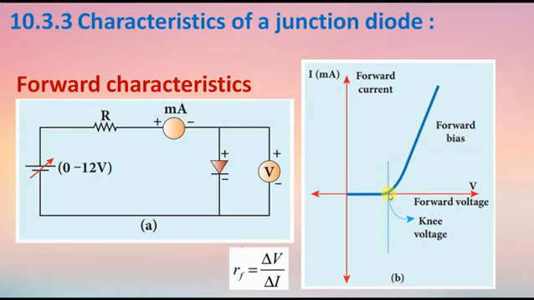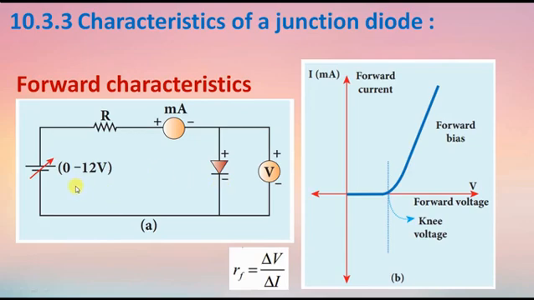The second point, from the graph, the current flow is not linear, it is exponential. Hence, it does not obey Ohm's law. The forward resistance RF of the diode is defined as the ratio of a small change in voltage to a small change in current. In the forward bias, the diode acts as a good conductor.